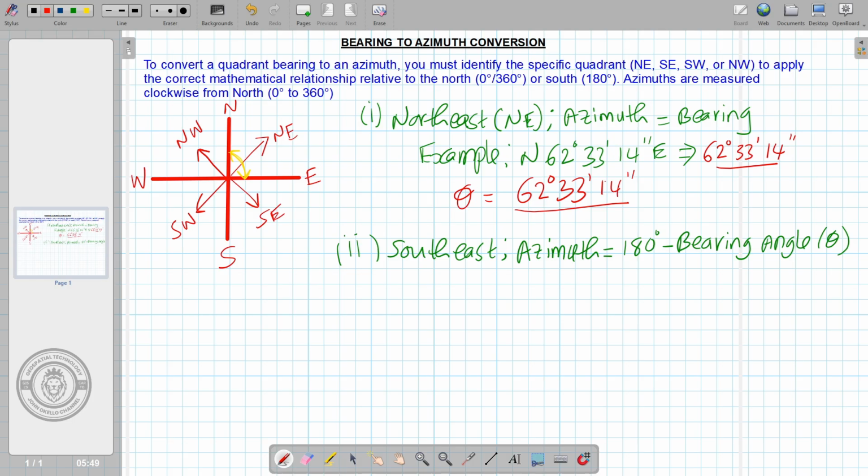And let's take an example. For example, you can say S 48 degrees, 30 minutes, and 52 seconds E. This is equivalent to 180 degrees minus 48 degrees, 30 minutes, and 52 seconds.